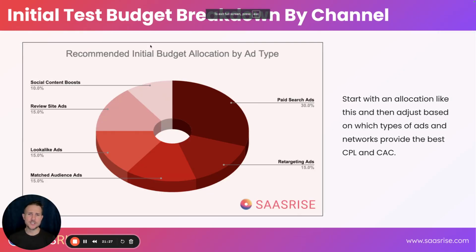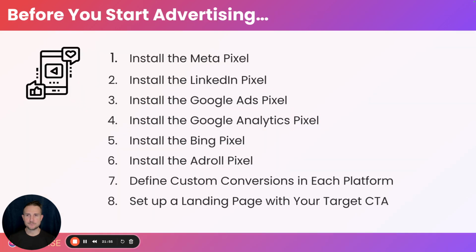Where do you put your budget initially? Well, if you're time constrained or budget restrained, just start with retargeting ads, matched audience ads, and paid search ads. Don't not do those 3. And then once you have a little bit more budget, add in lookalike ads, review site ads, social content boost ads, etc. At minimum, you need to be doing retargeting ads, paid search ads, and matched audience ads to execute the SaaS growth system and become omnipresent within your field.